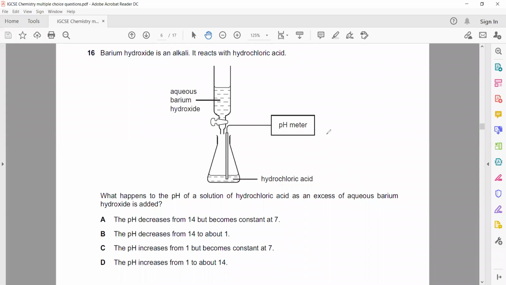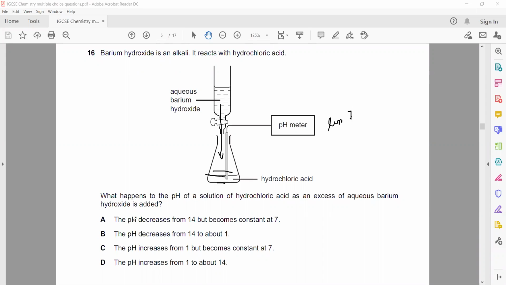So initial pH will be less than 7 because it's an acid. So the pH starts at less than 7. When we add, it will be neutralized. But then we continuously add until all of the hydrochloric acid is used up and we are left with more barium hydroxide. So pH will increase to more than 7.